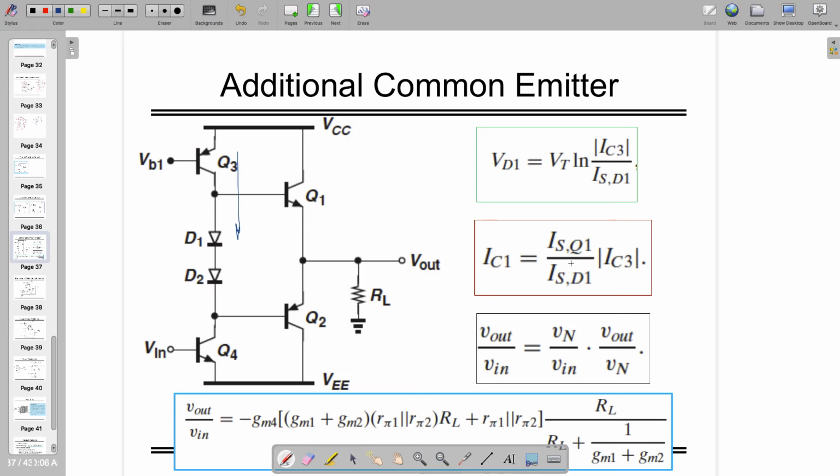So if both are exactly the same, then ISQ1 and ISD1 are the same, then IC1 and IC3 will be exactly mirrored. And we might be interested in the small signal gain. So in that case, this is acting as a common emitter, and this is acting as a common collector, or you can say a voltage follower.